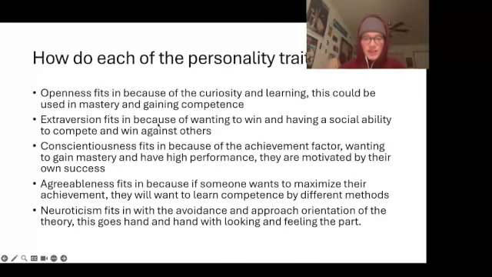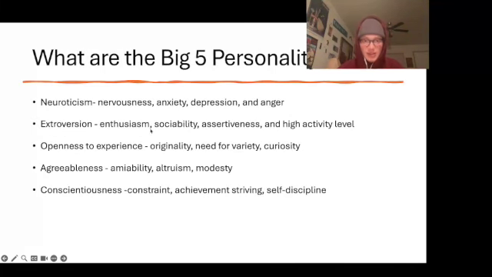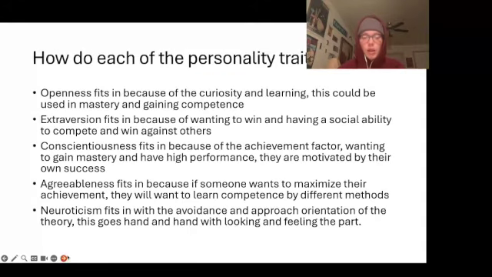So extroversion fits into this because of the wanting to win and having a social ability to compete and win against others. So if we go back to the definition of extroversion, that's enthusiasm, sociability, assertiveness, and high activity level. You're going to have this when you're looking at achievement goal theory. If you're trying to be the best at something, if you value your achievement or you value your success in beating other people, that is exactly extroversion right here, because you want to win and you have a social ability. You're trying to beat other people. That is where competitiveness as a whole comes into play, if you're trying to best somebody else.